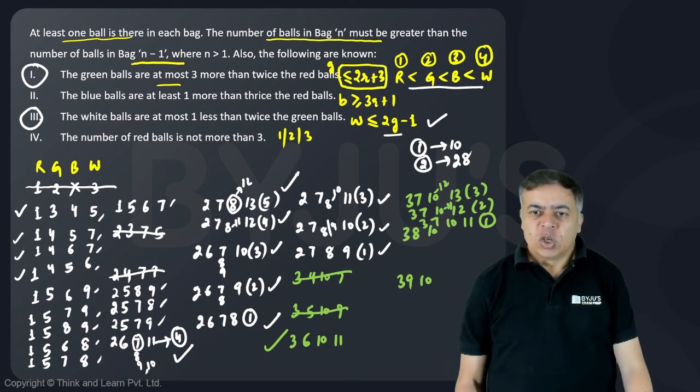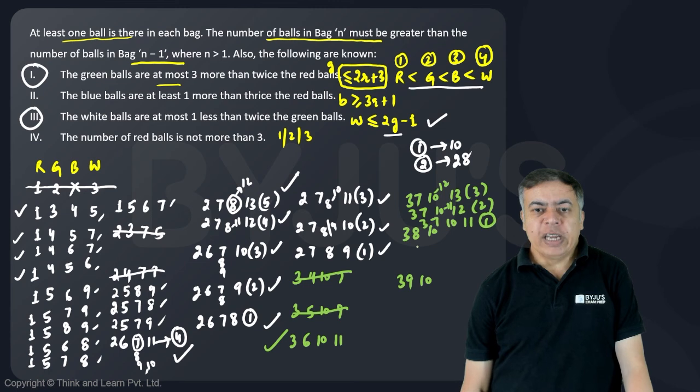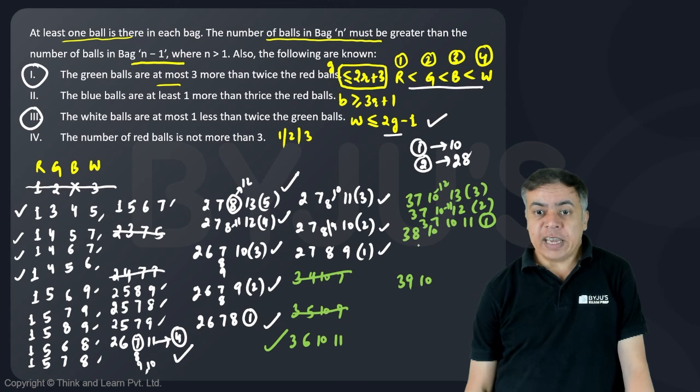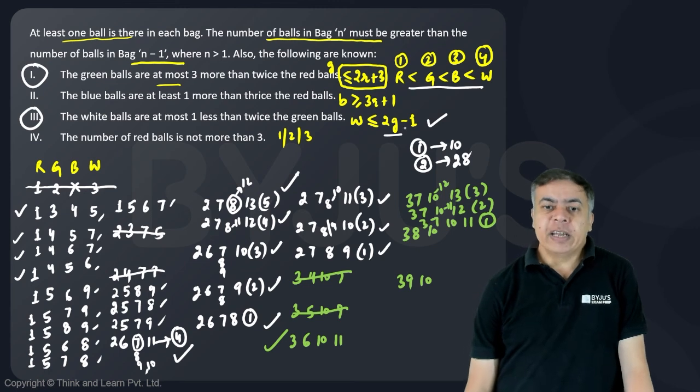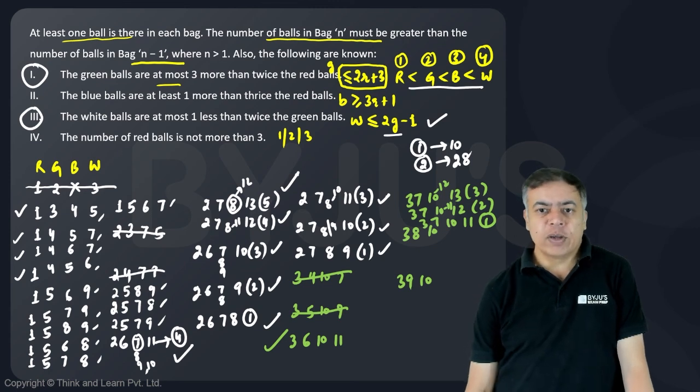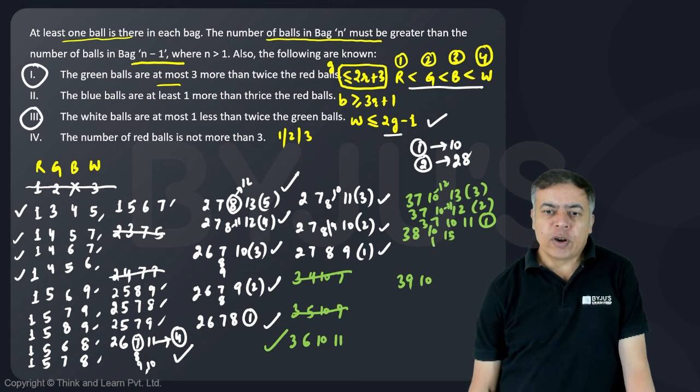Now, if I come to 3, 8: if green is 8, white can be 8 into 2, 16 minus 1, 15. So 15 maximum. If 15 is there, then from 10 to 14, blue is possible. That is 5 values possible, right? If 14 is there, then 10 to 13 would be possible, so 4 values. So like this 5, 4, 3, 2, 1.